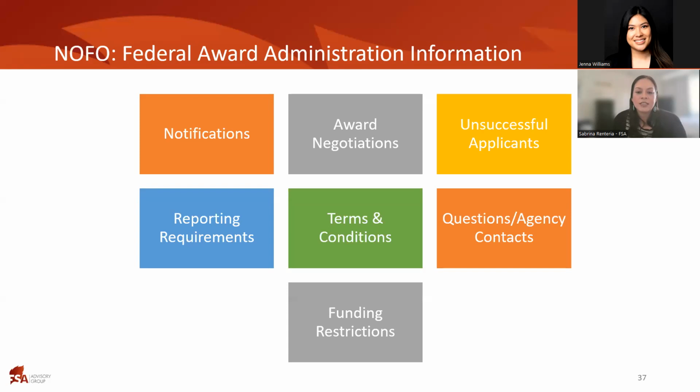Terms and conditions. This is really any requirements that may be placed on the tribe to make sure that we follow all the OMB guidance, and also acknowledge if some of the OMB guidance has been waived. It'll give you questions and agency contacts, and also funding restrictions. What are allowable costs? Do we have to follow Build America, Buy America? Can we purchase equipment? Can we do construction? Maybe we can or cannot purchase software. So just being mindful of what's listed in the funding restrictions.